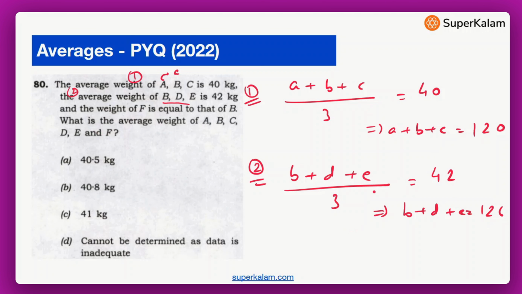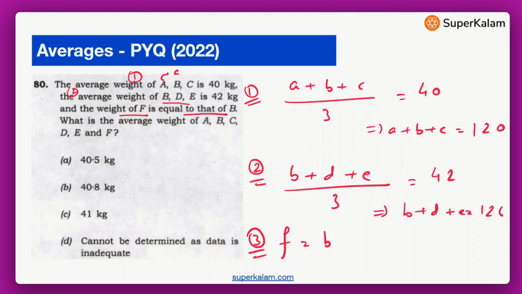This is what we got from the second statement. And the third statement says that weight of F is equal to weight of B. So these three things we have got from the statements which are given in the question.